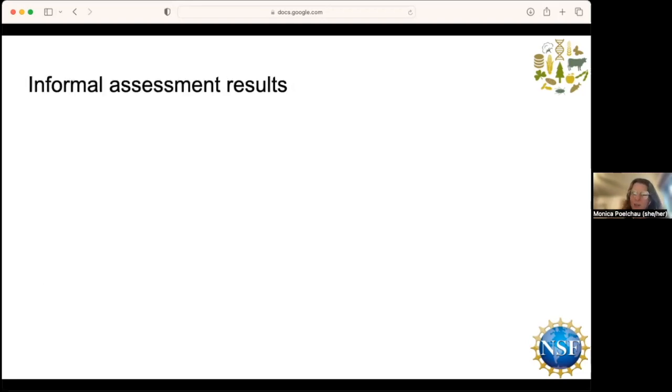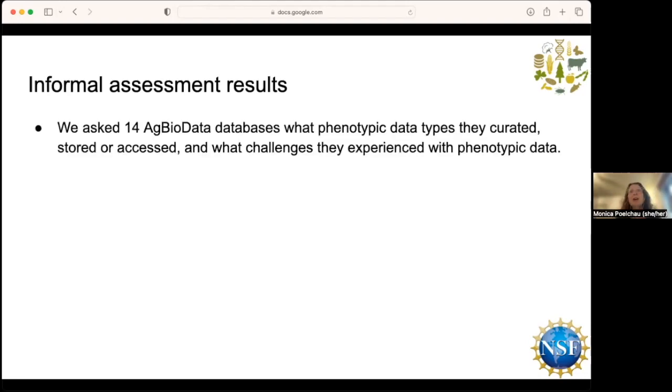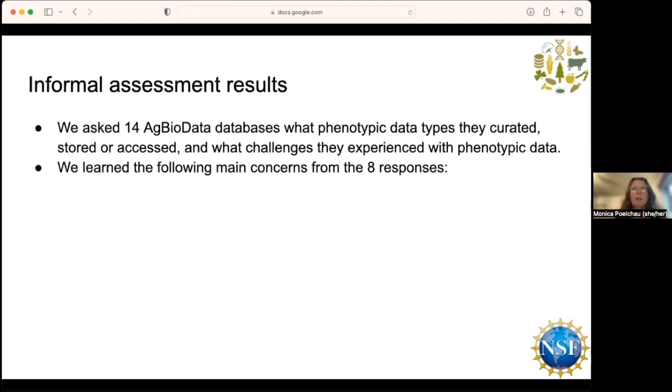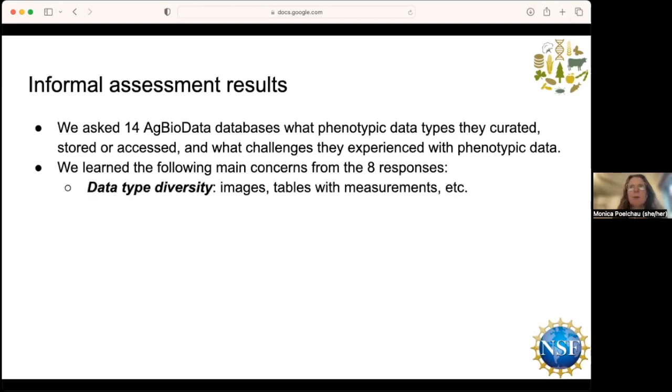So we decided to set up this discussion, but before we did it, we wanted to know a bit more about challenges. And so we did this informal assessment. Thank you to everyone who answered our emails, who we reached out to about this. I see a bunch of you here today. So we asked 14 databases what phenotypic data they curated, stored, or accessed, and what challenges they experienced with phenotypic data. And we learned the following main concerns from the eight respondents that we received.